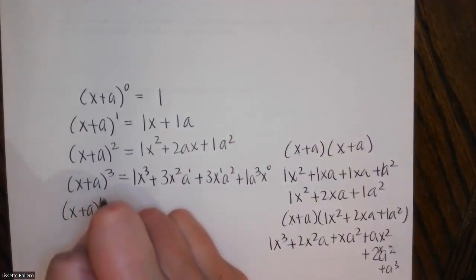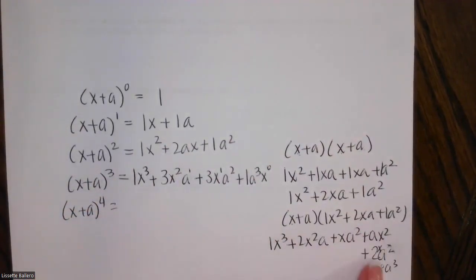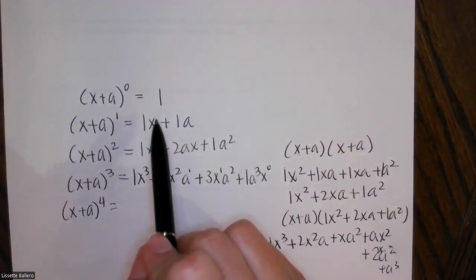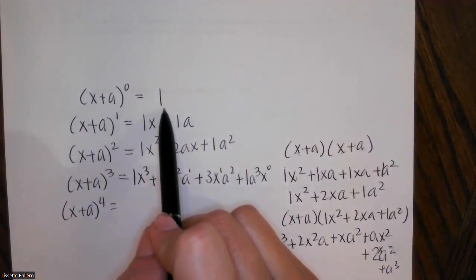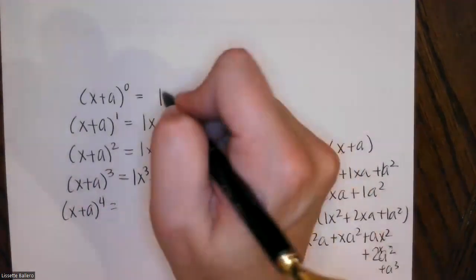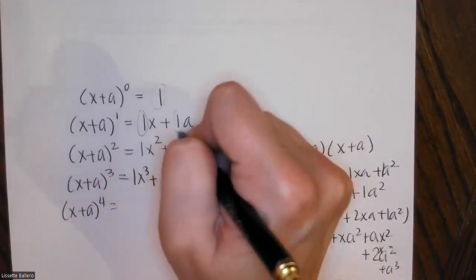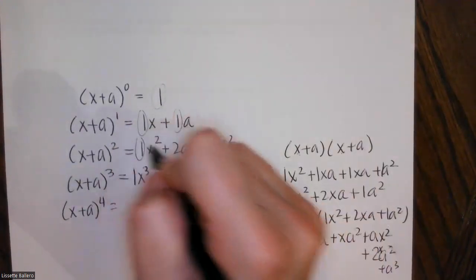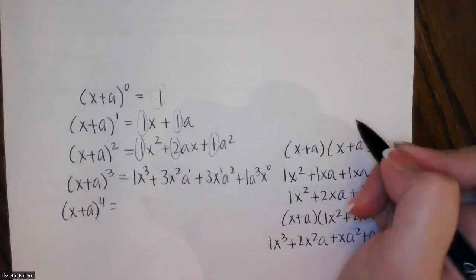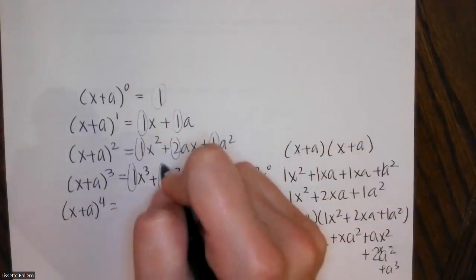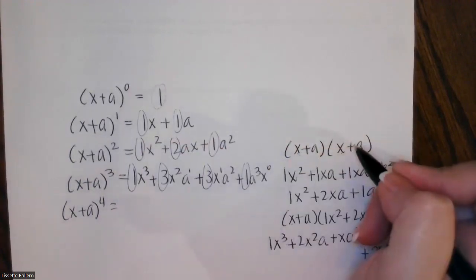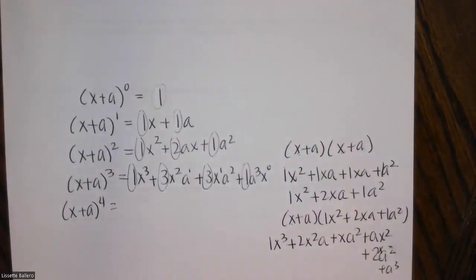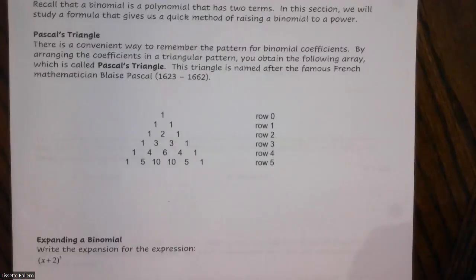We can continue this pattern on, but it's going to get really tedious as we start multiplying these out. So this pattern we're going to study helps us to do this without having to do all that multiplication. So we're going to point out a couple of patterns here. We've got a 1 here, here, and here. And then it goes 1, 2, 1. And then it goes 1, 3, 3, 1. And that's what we want to show you on this pattern. So let's look at that.